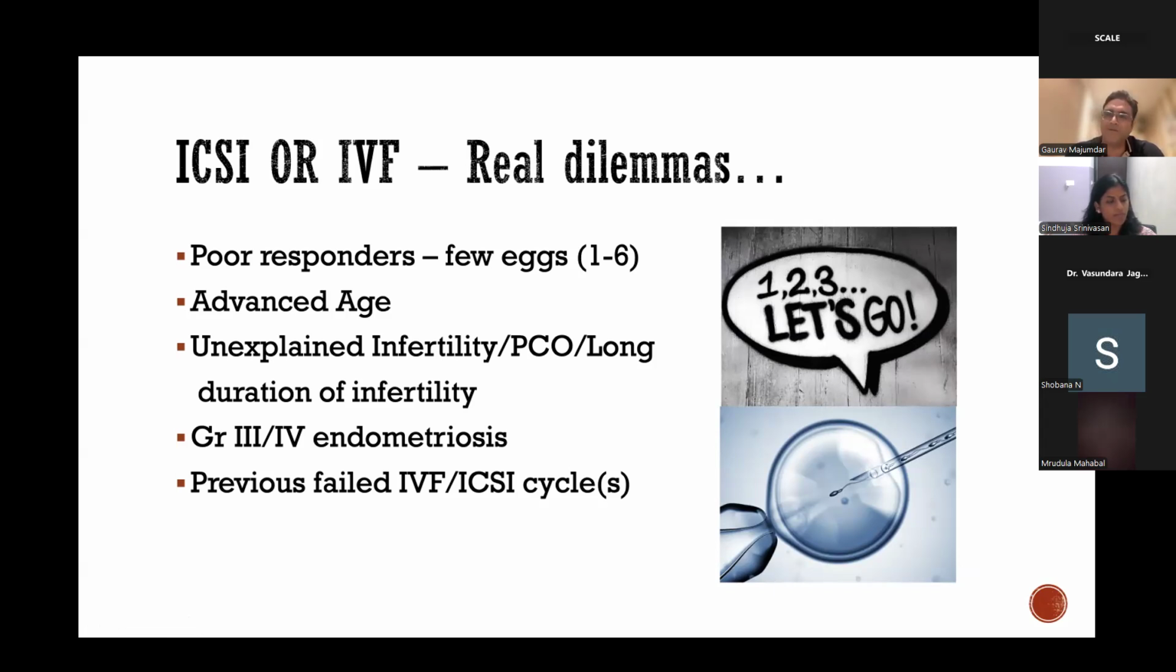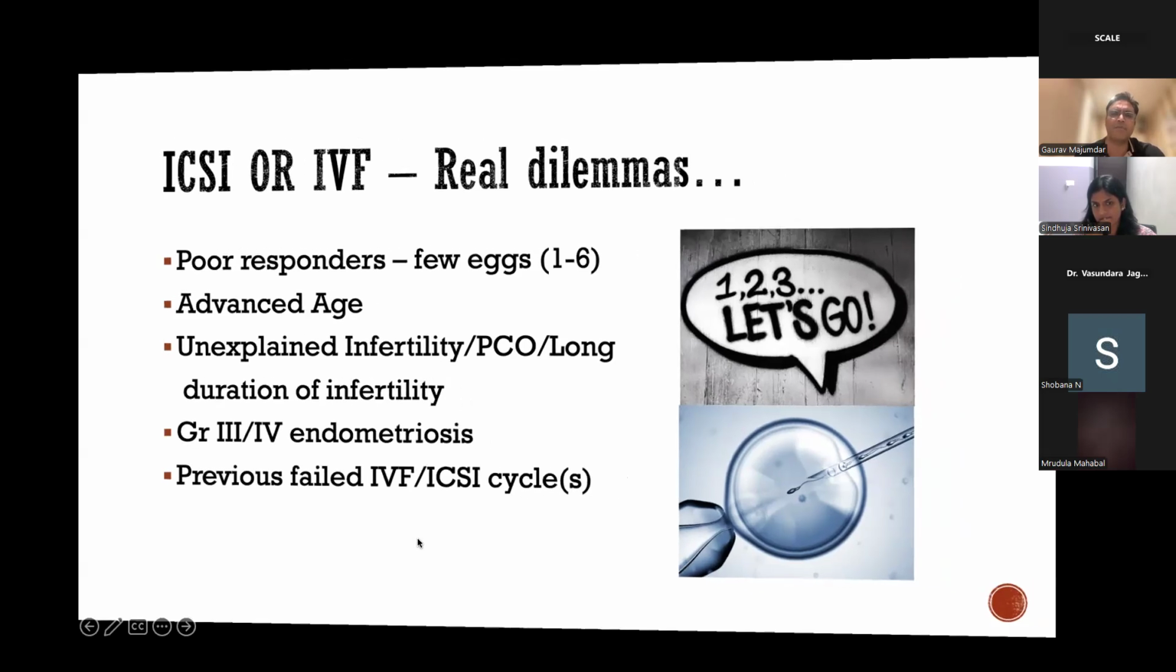It could be an elective decision. Sometimes it is understandable, but one must work as a team. Then endometriosis and... This is one very interesting facet of patients where we've had multiple previous failed IVF or ICSI cycles.